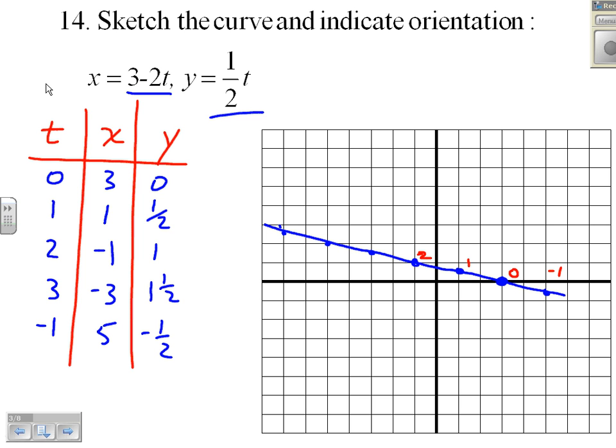Line's continuing, but again, I need some orientation, and that is what direction the particle is moving from 0 to 1? We're moving in this direction. So, a pretty simple parametric expression, and interesting to note that when my parametrics were both linear, my result was linear. So maybe there's something to that.